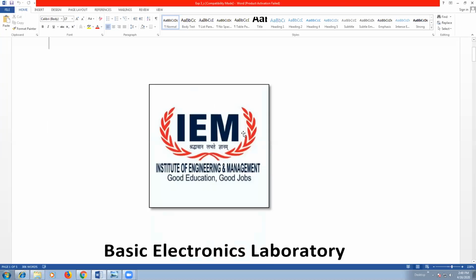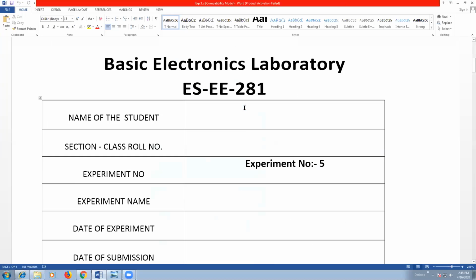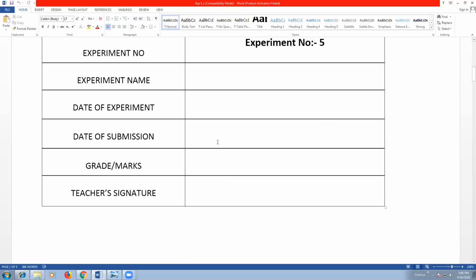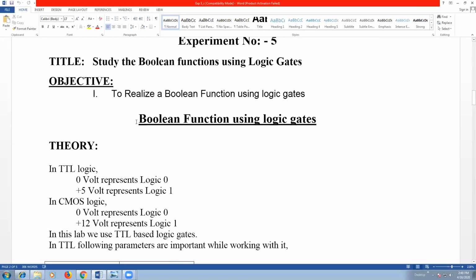So here you can see today's workbook of this basic electronics lab. Here you can see the name of the students. Write your name, section, roll number, and date of submission of your experiment, etc. You have to fill that in here, and this is the title of this experiment: study of Boolean function using logic gates. Here we are going to make a circuit by using the logic gates.